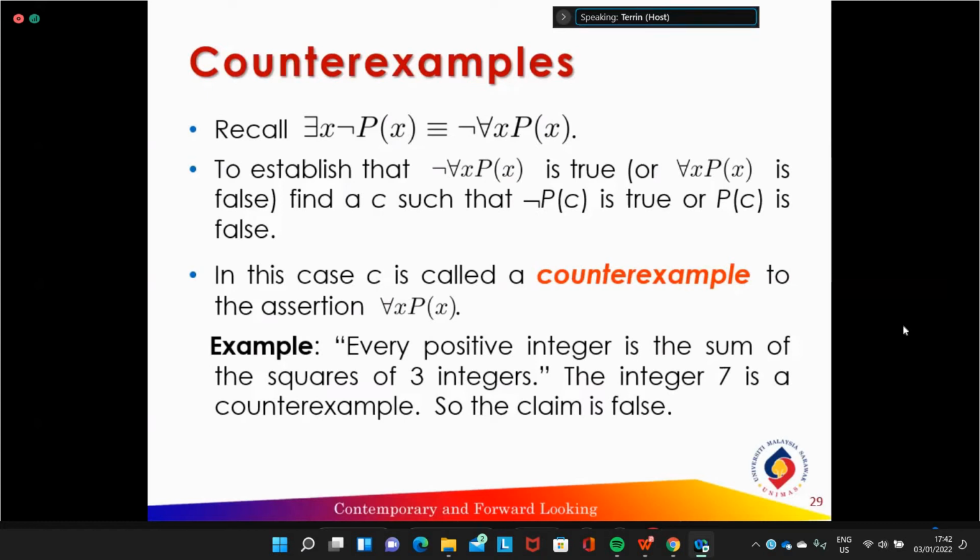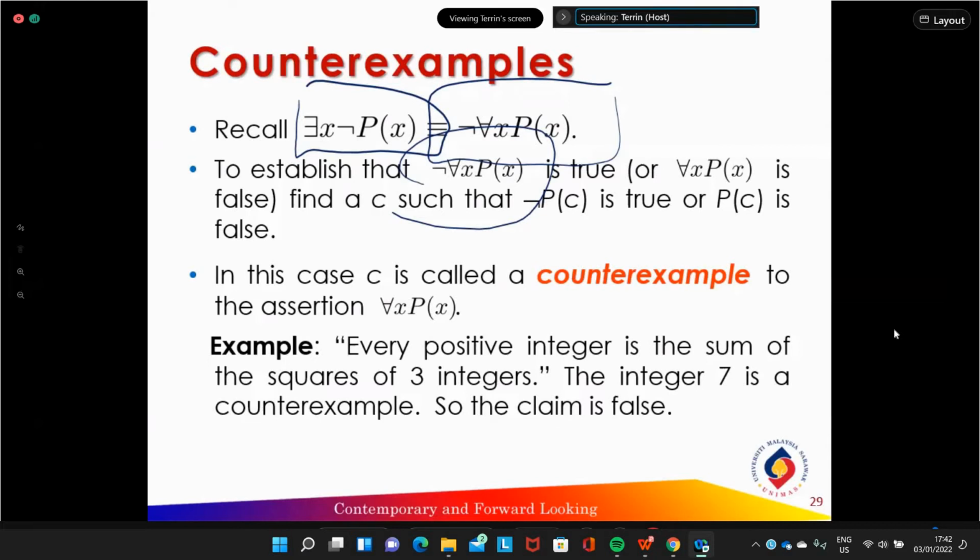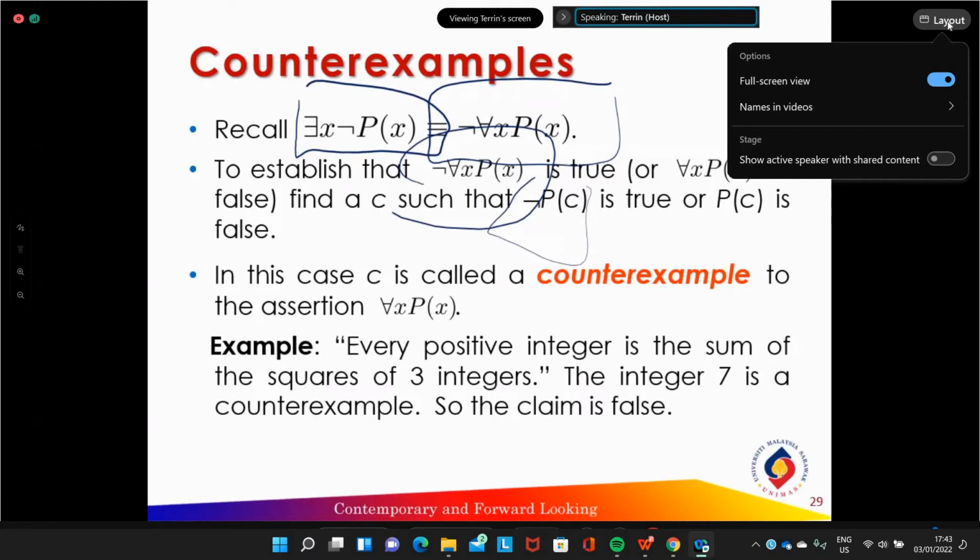So a counterexample is just finding one instance where it will not be true, right? So remember that we have the form of there exists an integer x such that negation of P(x) is true. And this is the same as saying no case of P(x) is true. Negation of for all x, P(x). So we establish that no values of x such that P(x) is true, right? We say that for all values of x, P(x) is false. We have to find a case such that negation of P(c), or P(c) is false. So that is trying to say the opposite occurs, right?